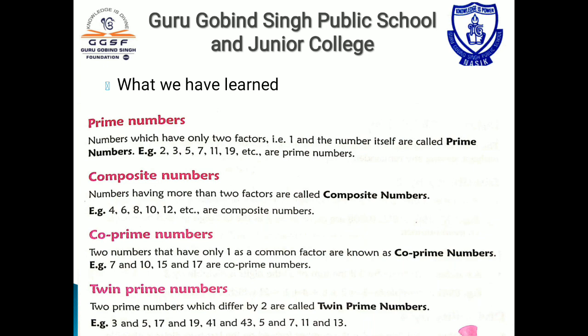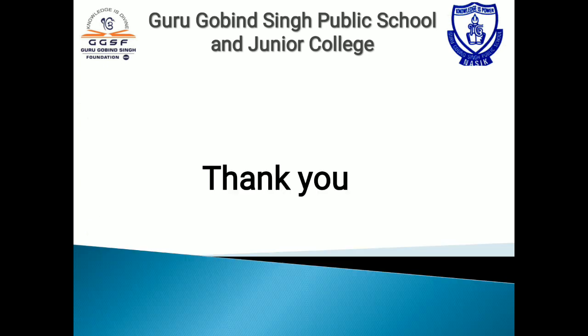And last, we have studied twin prime numbers: two prime numbers which differ by 2, or you can say that the difference between the co-prime numbers is 2, then only we can say that they are twin prime numbers. 3, 5; 17, 19; 41, 43; 5, 7; 11, 13 are some twin prime numbers. Thank you.